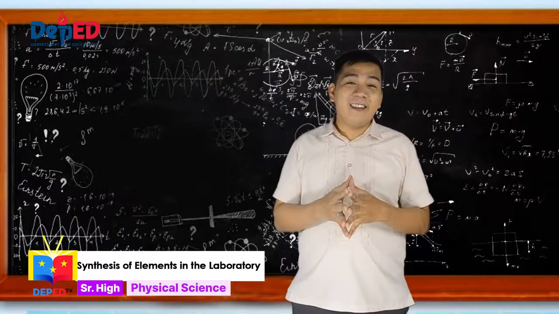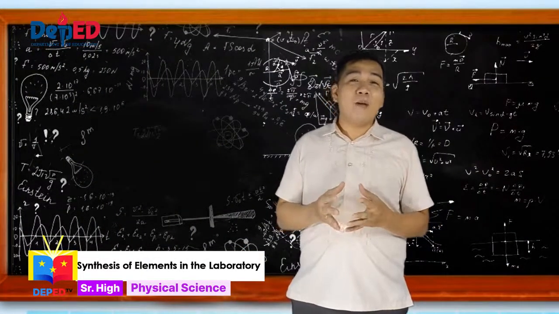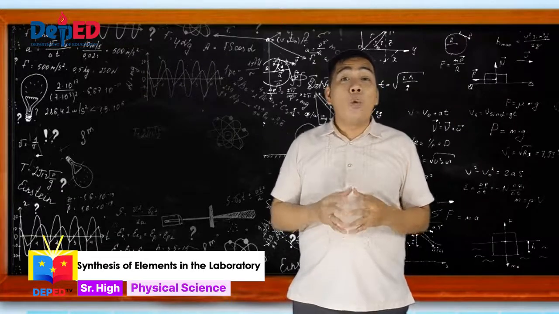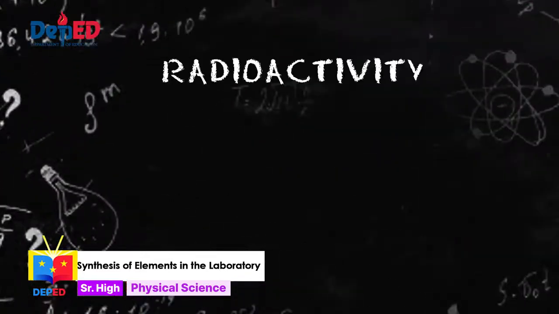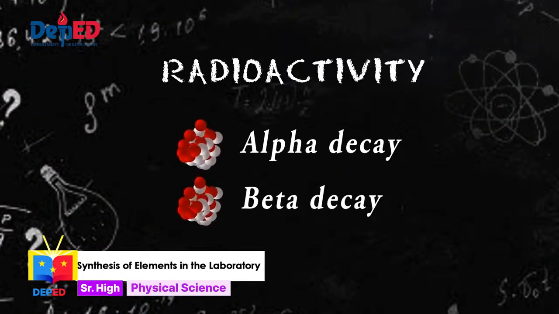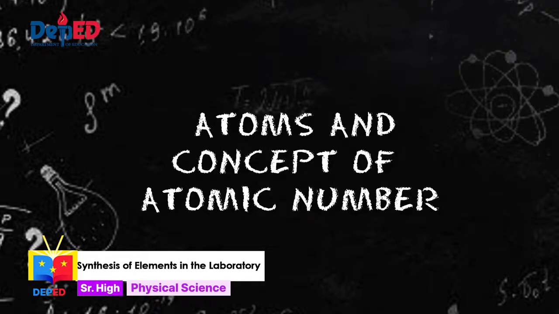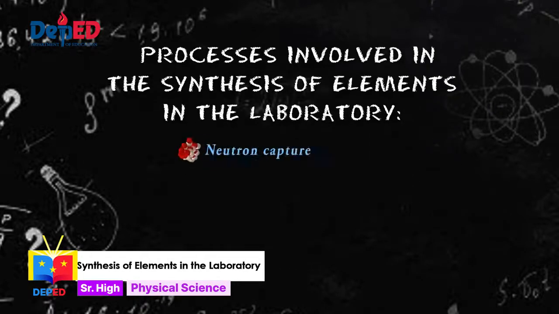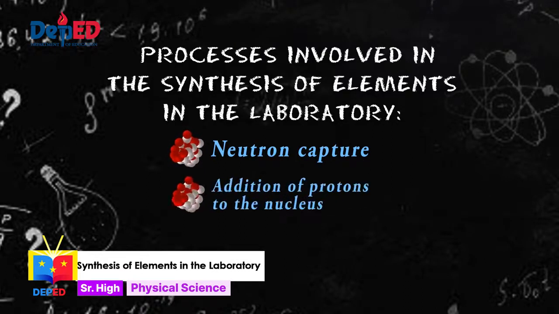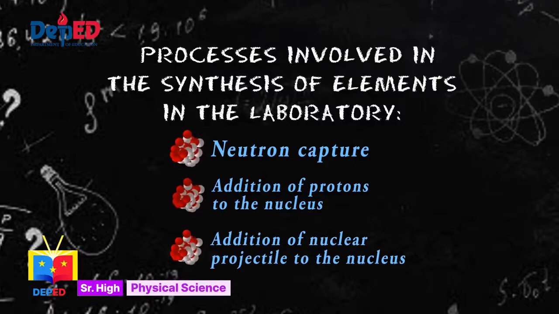Thank you, Professor Barian. Today, with the help of Ma'am Leia, Professor Nucleon, and Professor Barian, we learned about the synthesis of elements in the laboratory. You have learned about some important nuclear processes like alpha decay and beta decay. You have also learned about atoms and the concept of atomic number. Lastly, you have learned how new elements are synthesized in the laboratory through the capture and absorption of neutrons. You also saw that it is possible to synthesize new elements through the addition of protons to the nucleus and the addition of a nuclear projectile to the nucleus.